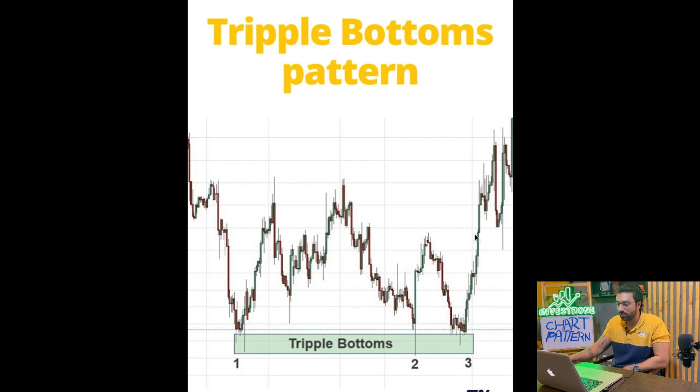And from there, buyers push the market and it breaks the neckline. Once the market breaks the neckline, it will retest the neckline and it will again go in an uptrend. So this is known as the triple bottom pattern. You can see it's almost a W-shaped pattern.